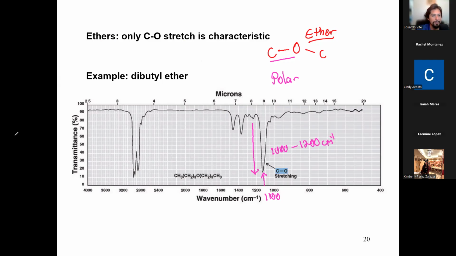So here at the bottom, we have this example. Dibutyl ether. So butyl is 4 carbons. So 1, 2, 3, 4. And then we have an oxygen in the middle. And then another 4 carbons. 1, 2, 3, 4. So that's the compound right there. And this CO bond, that's this one right here in the purple. The CO stretch. And that's what we look for.